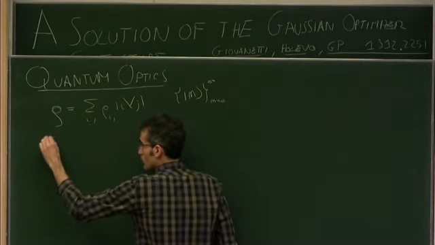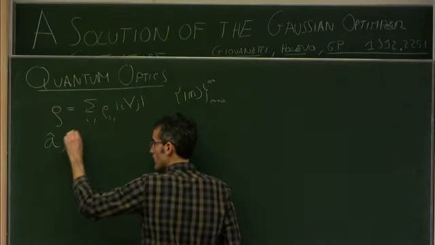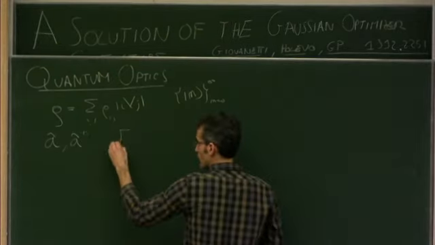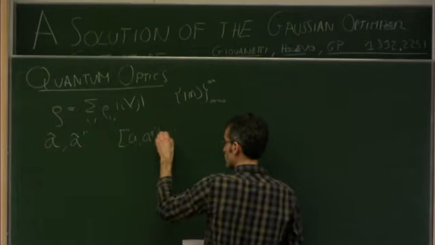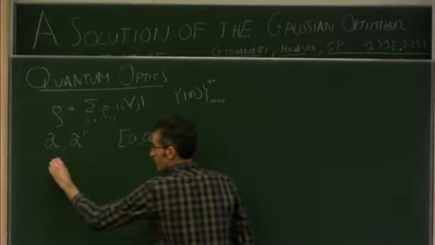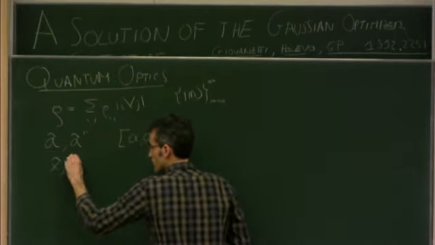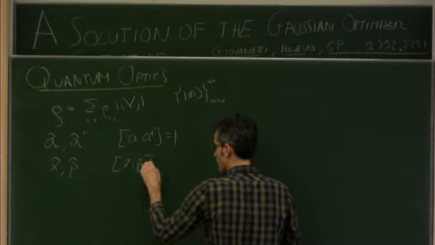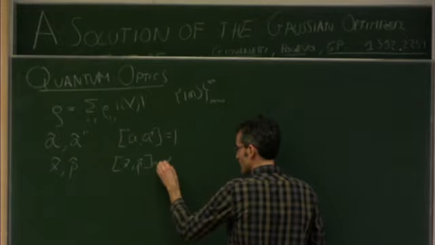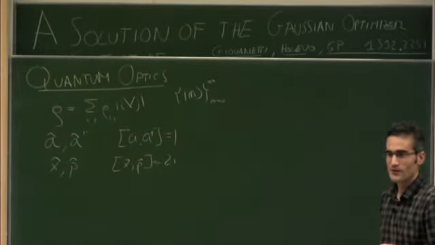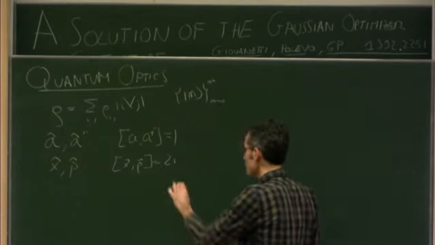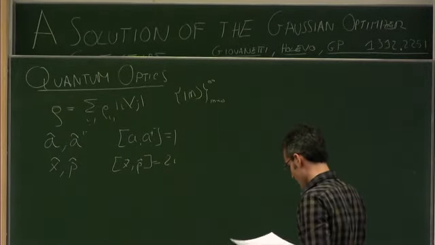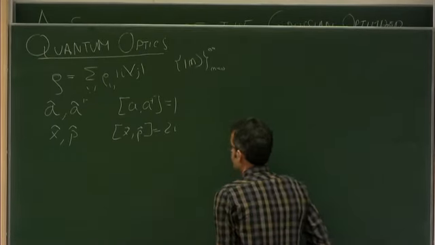As you may know, you have the annihilation and creation operators that go down or up the ladder of number of photons, and they satisfy this commutation relation. You also have position and momentum operators that have a commutation relation, which in my notation will be 2i, so I take h bar equal to 2. You have different choices. In this way I get the shot noise in a nice way in the covariance matrix.